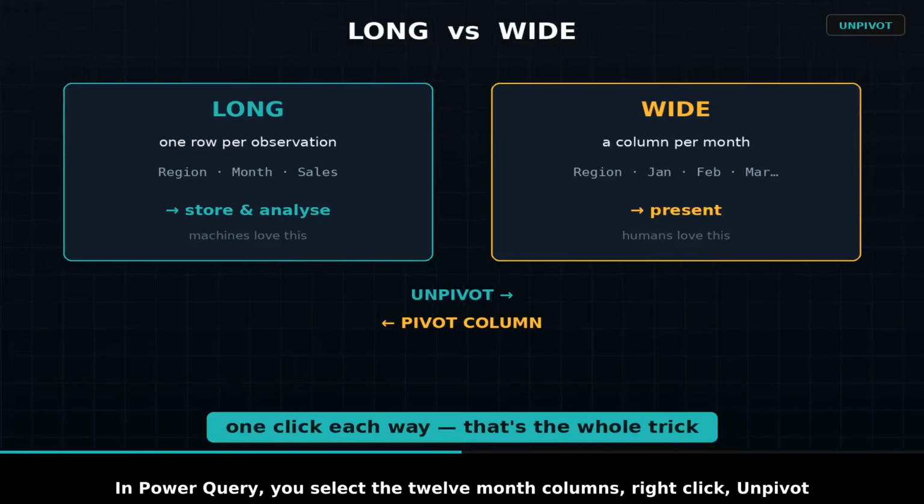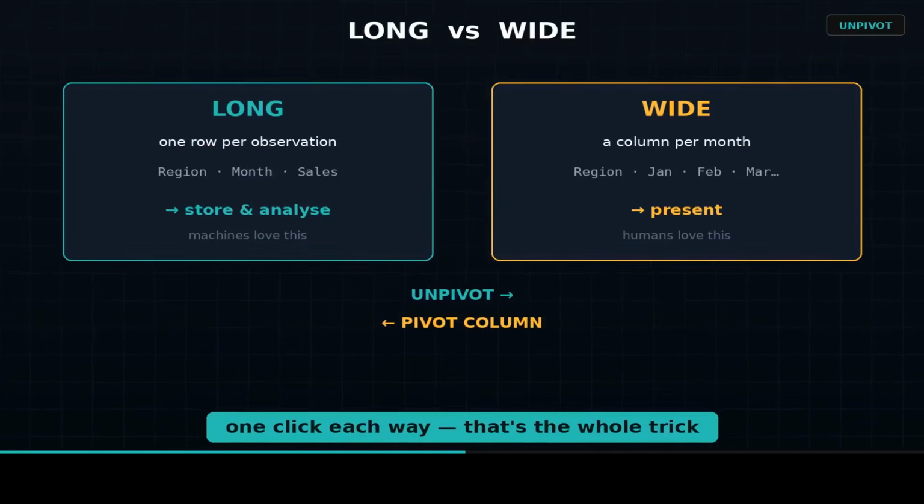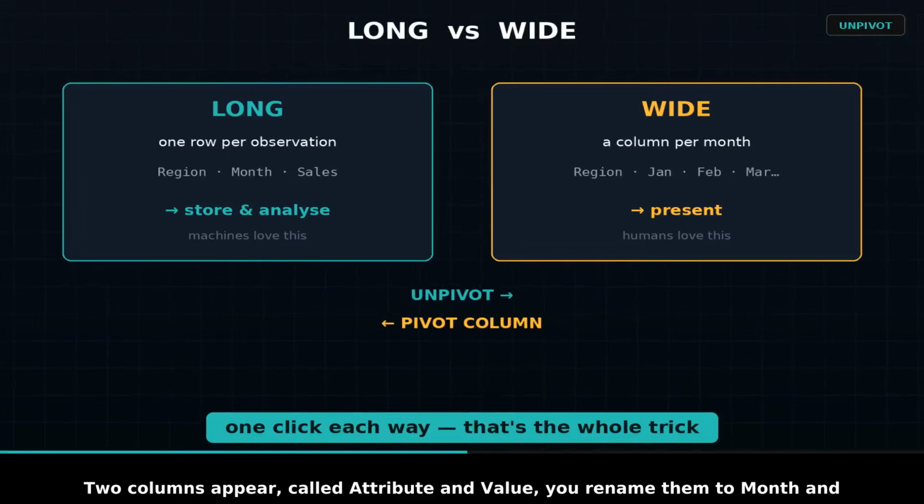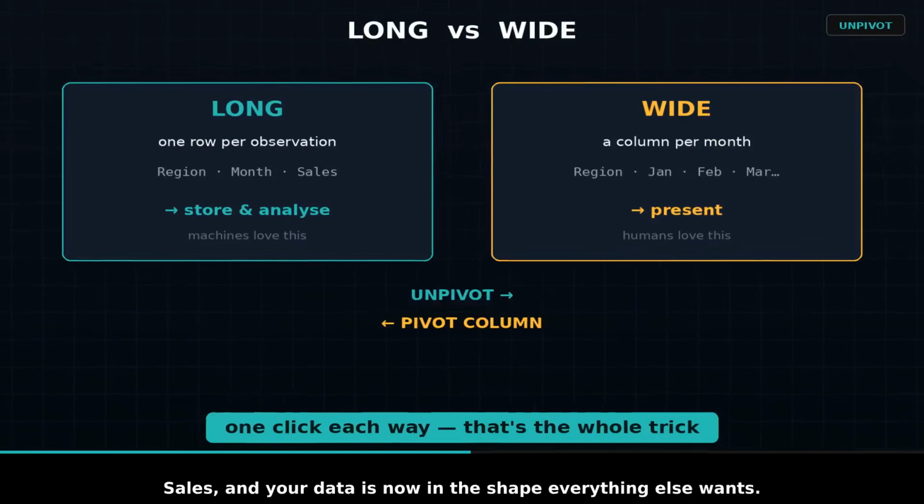In Power Query, you select the 12 month columns, right-click, unpivot columns, and it's done. Instantly. 2 columns appear, called attribute and value. You rename them to month and sales, and your data is now in the shape everything else wants.